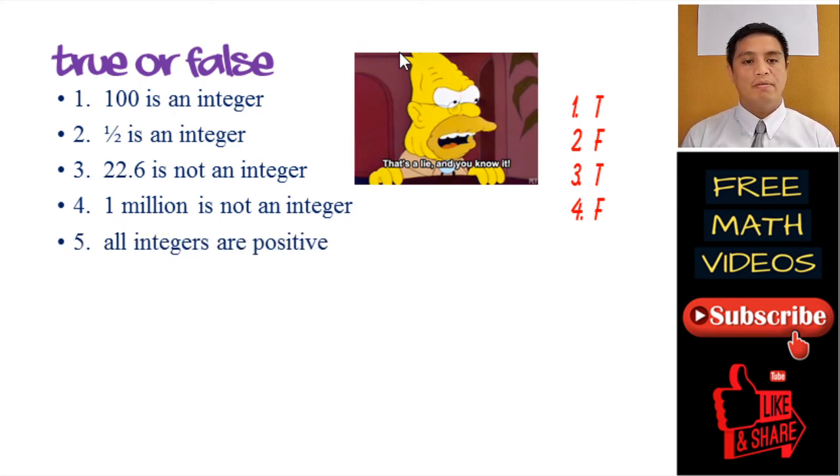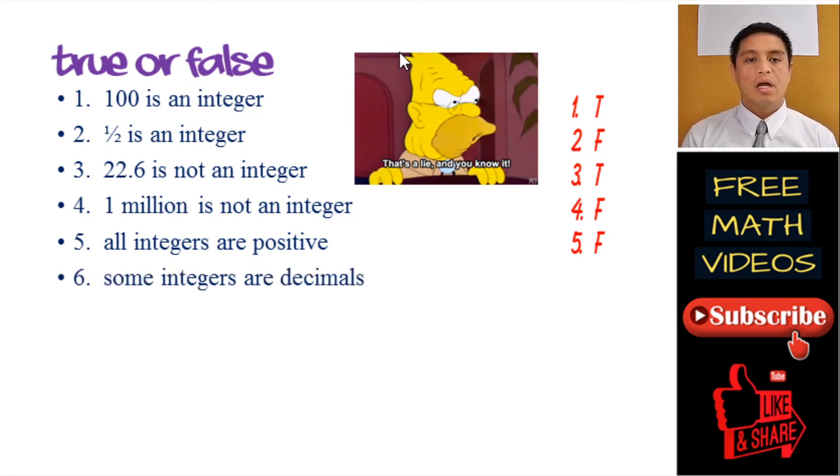How about number 5? All integers are positive. Of course, it is false because there are negative integers. How about number 6? Some integers are decimals. Of course, it is false because, as I have said, there are no decimals that are integers.